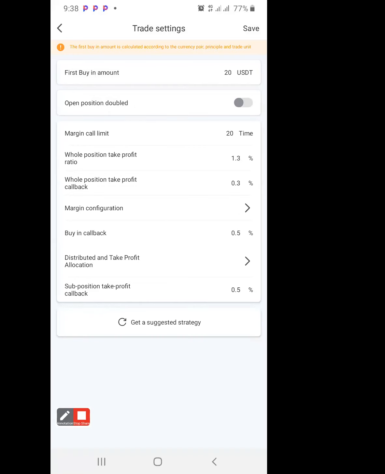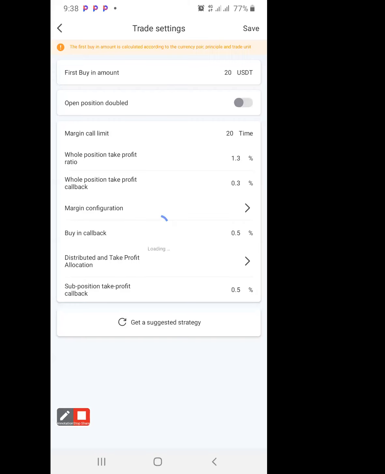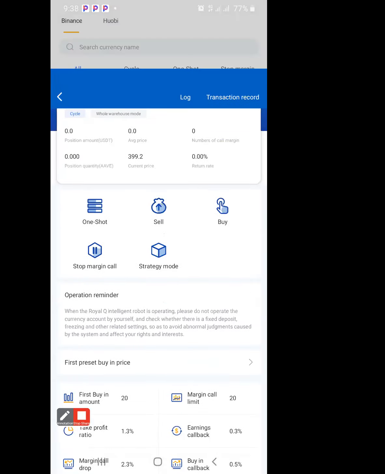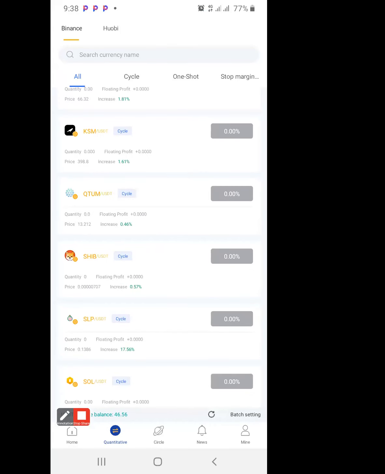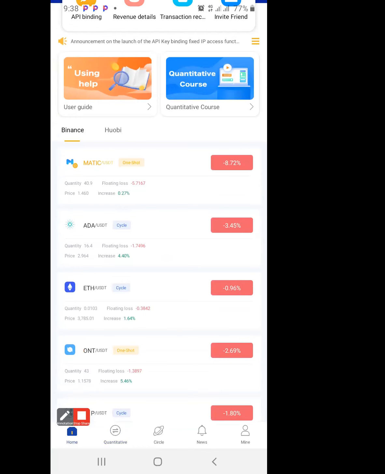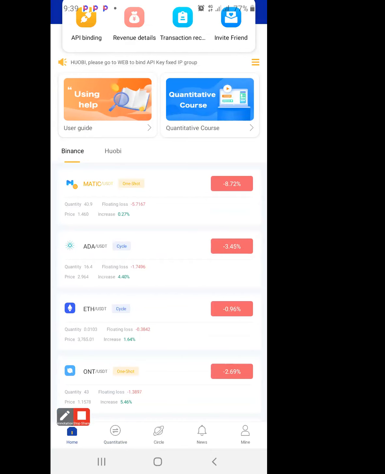If you really want to understand the sub position take profits, sorry, I want to go back to the home page now. If you really want to understand that part, just go to your app here, using help, this one, or Quantitative. They explain a lot about the app. You can always go there later to check it.